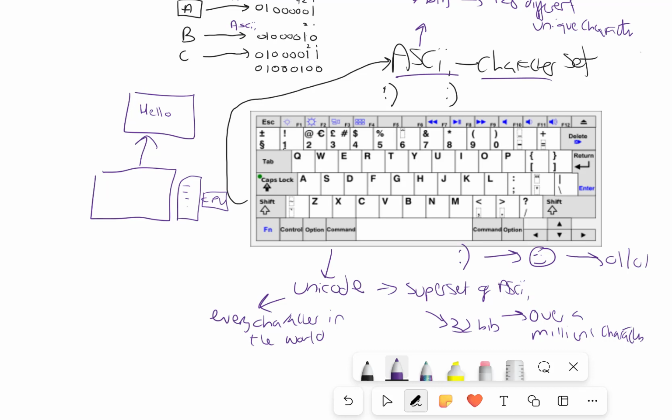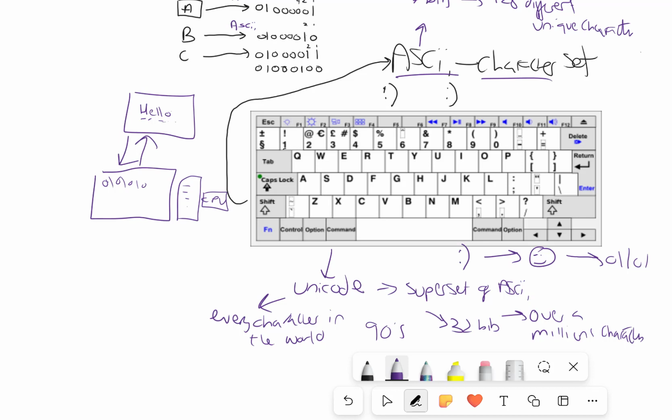In the olden days, ASCII would be enough. So all of this is converted into machine code, which is binary in ASCII. However, it's limited because it's only 7 bits. Therefore, we made Unicode. Unicode came out in the early 90s. It's a superset of ASCII, so it uses ASCII but builds on it.